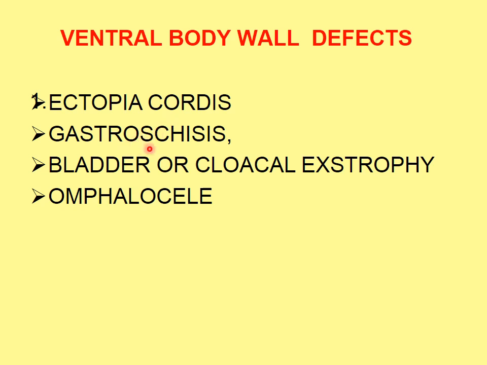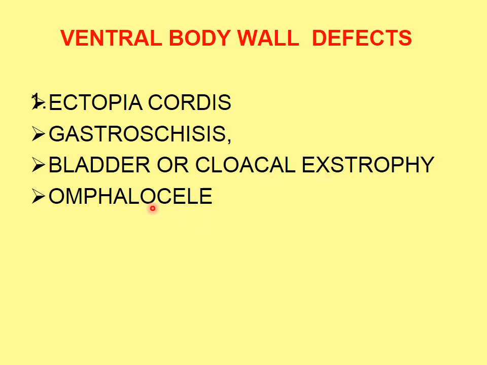Gastroschisis is the condition in which the abdominal wall is not formed completely and the gut tissue and intestines are present outside the abdominal wall. If there is incomplete formation of the anterior pelvic wall, then the urinary bladder can be exposed outside, or all the cloacal structures are present outside on the surface of the newborn baby. So this is bladder or cloacal exstrophy.